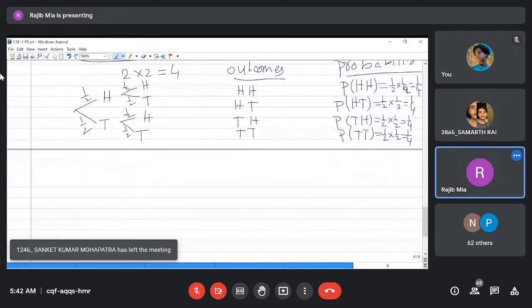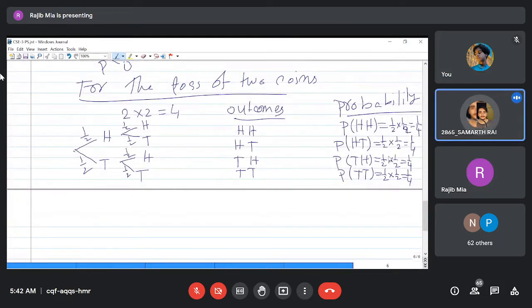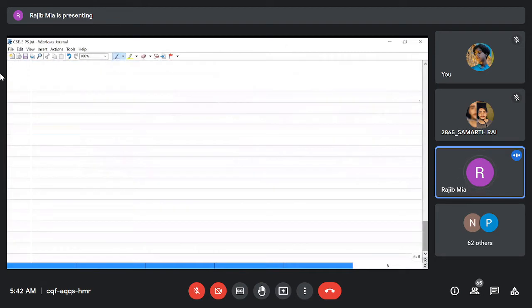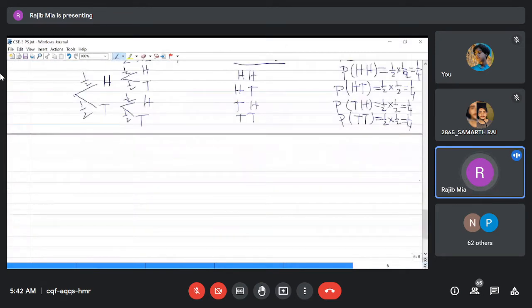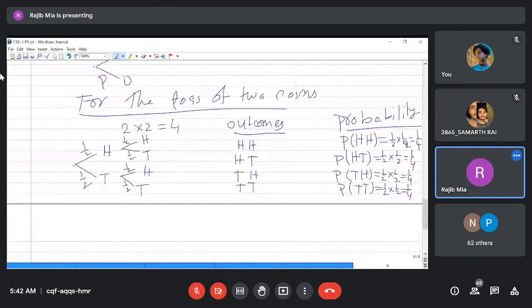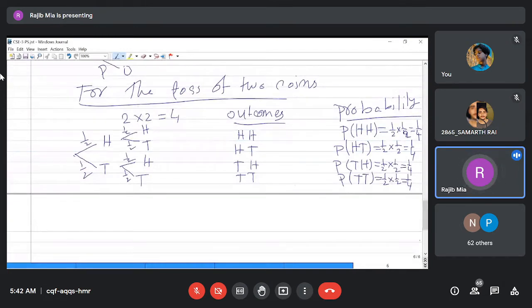Can you once again explain the tree diagram, because the outcome is clear, but the tree diagram is not clear, sir. Okay, so we are tossing two coins, right? In the first toss, what are the possibilities? Head or tail. So in the first toss there are two branches, head or tail.